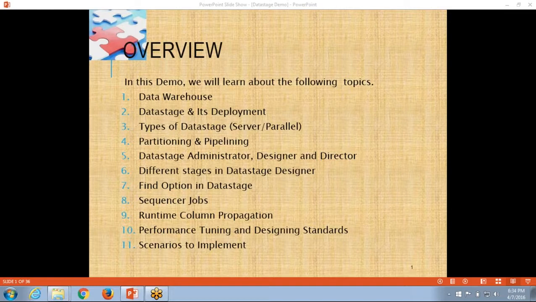Thereafter, we'll go about understanding the architecture of the suite, which is the Information Server suite, and the architecture of Datastage and how they are interrelated, how they are correlated among each other, right? So we'll understand the architecture, which is a very major topic that is very important for us. The architecture helps us understand how Datastage functions in the background, right?